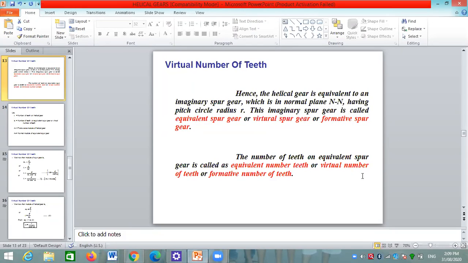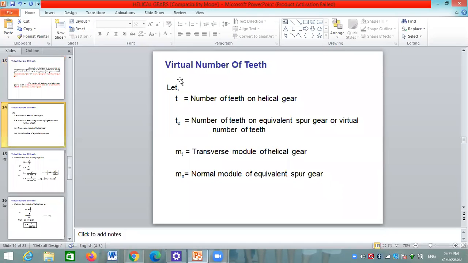The number of teeth on the equivalent spur gear is called the equivalent number of teeth, or virtual number of teeth, or formative number of teeth. Small t is the number of teeth on a helical gear. T equivalent, TE, means the number of teeth on an equivalent spur gear, or virtual number of teeth. Mt is the transverse module of the helical gear. Mn is the normal module of a helical gear. These are some terminology.